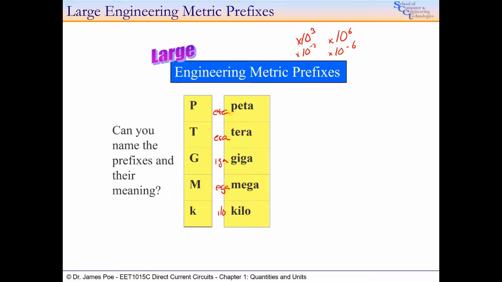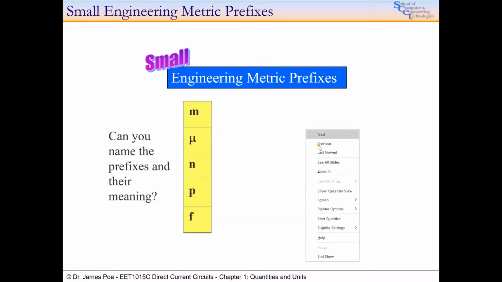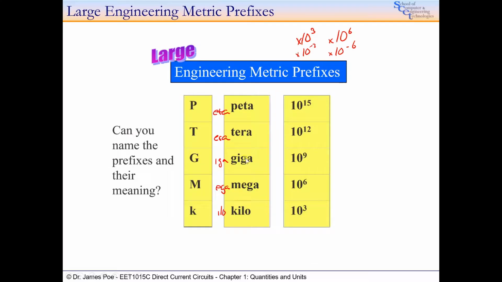So let me pull it all up. So we got kilo, mega, giga, tera, peta. 10 to the 3, 6, 9, 12. I'll be totally honest with you. These we're going to use all the time. This one a little bit less, and this one not much at all. But again, the future gets faster and more dense. You will probably need these in your career. So try to memorize these.